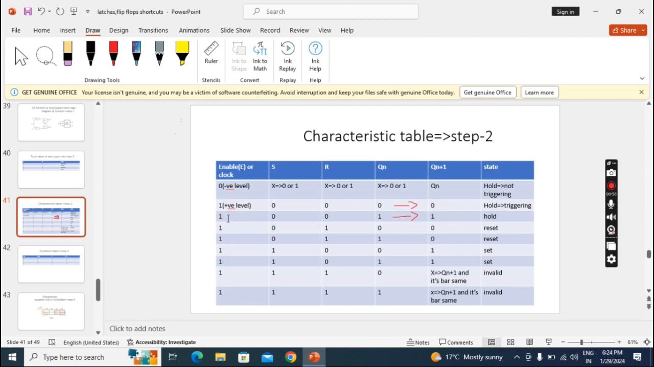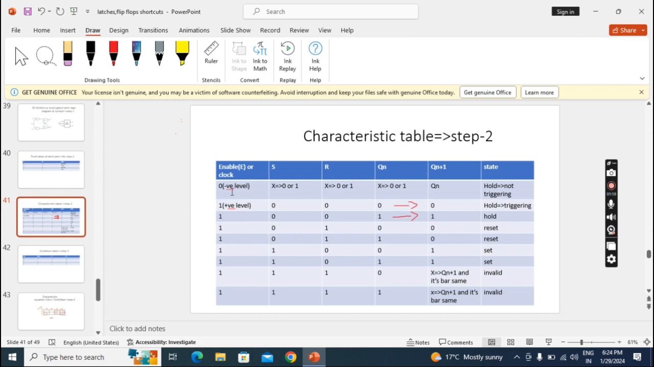Okay. And we will see what happens when we apply 0 also. For a positive level circuit, if we apply 0, what will happen? 0 means negative level. For a positive level circuit, if we apply negative level, what will happen? And for a positive level circuit, if we apply positive level only, then what will happen? We will see both. Okay, right.